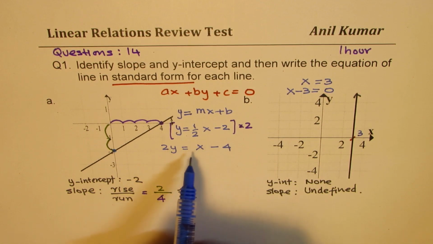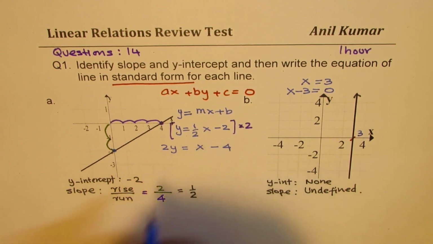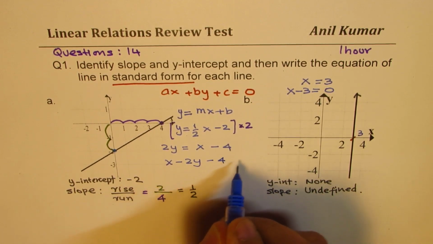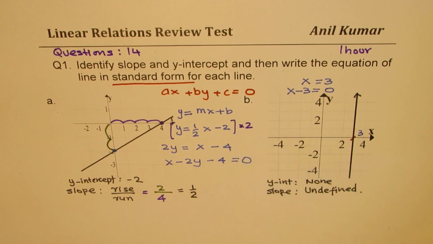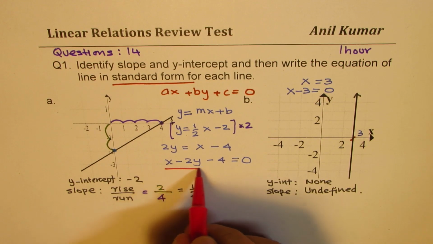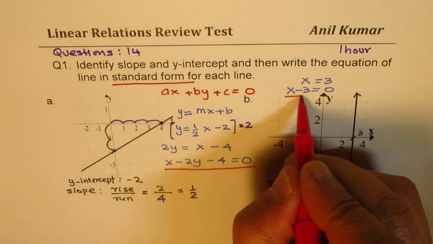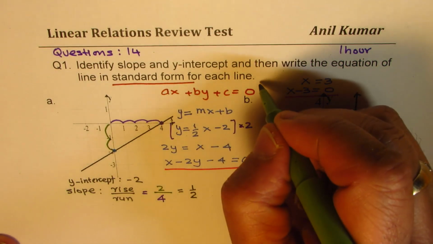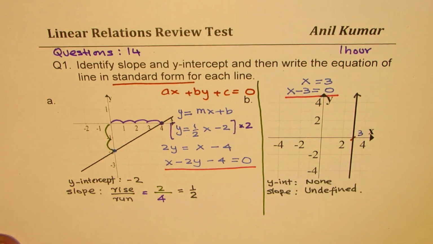Now you can bring all the terms to one side, and it is good to keep always coefficient of x as positive. So what we get here is x minus 2y minus 4 equals to 0. So that becomes the equation in standard form. Is that clear to you? Perfect. So these are the two equations for the given lines. So the very first question is actually one of the most important questions in this set of 14. You should definitely understand all these concepts before moving on.